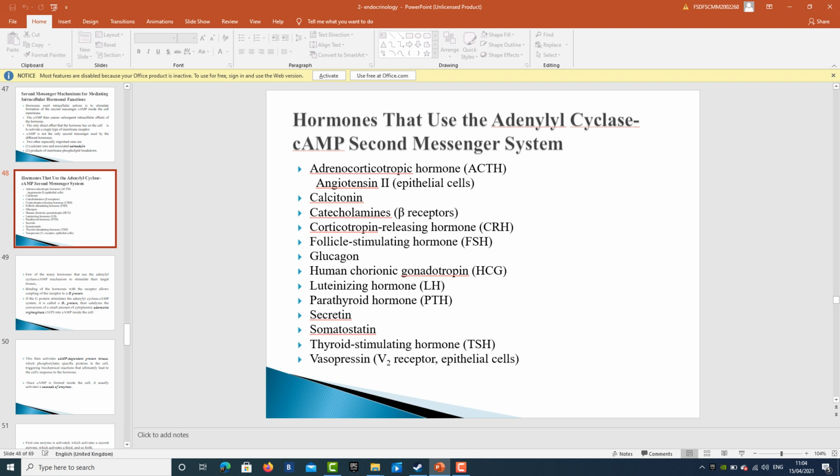So, we should know about the hormones which use the adenyl cyclase cyclic AMP second messenger system. They are ACTH, angiotensin 2, calcitonin, catecholamines, corticotropin releasing hormone, follicle stimulating hormone, glucagon, HCG, luteinizing hormone, parathyroid hormone, secretin, somatostatin, TSH, and vasopressin.